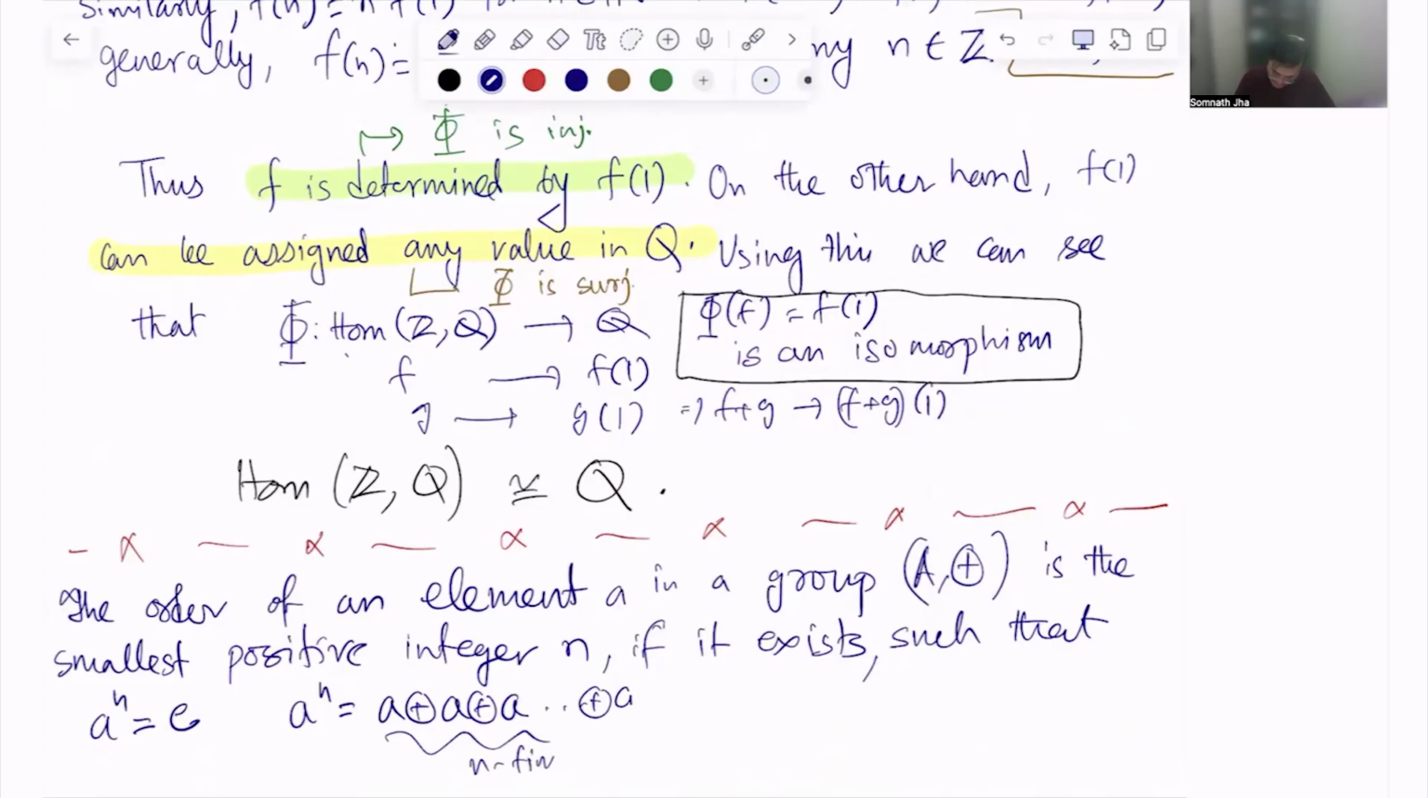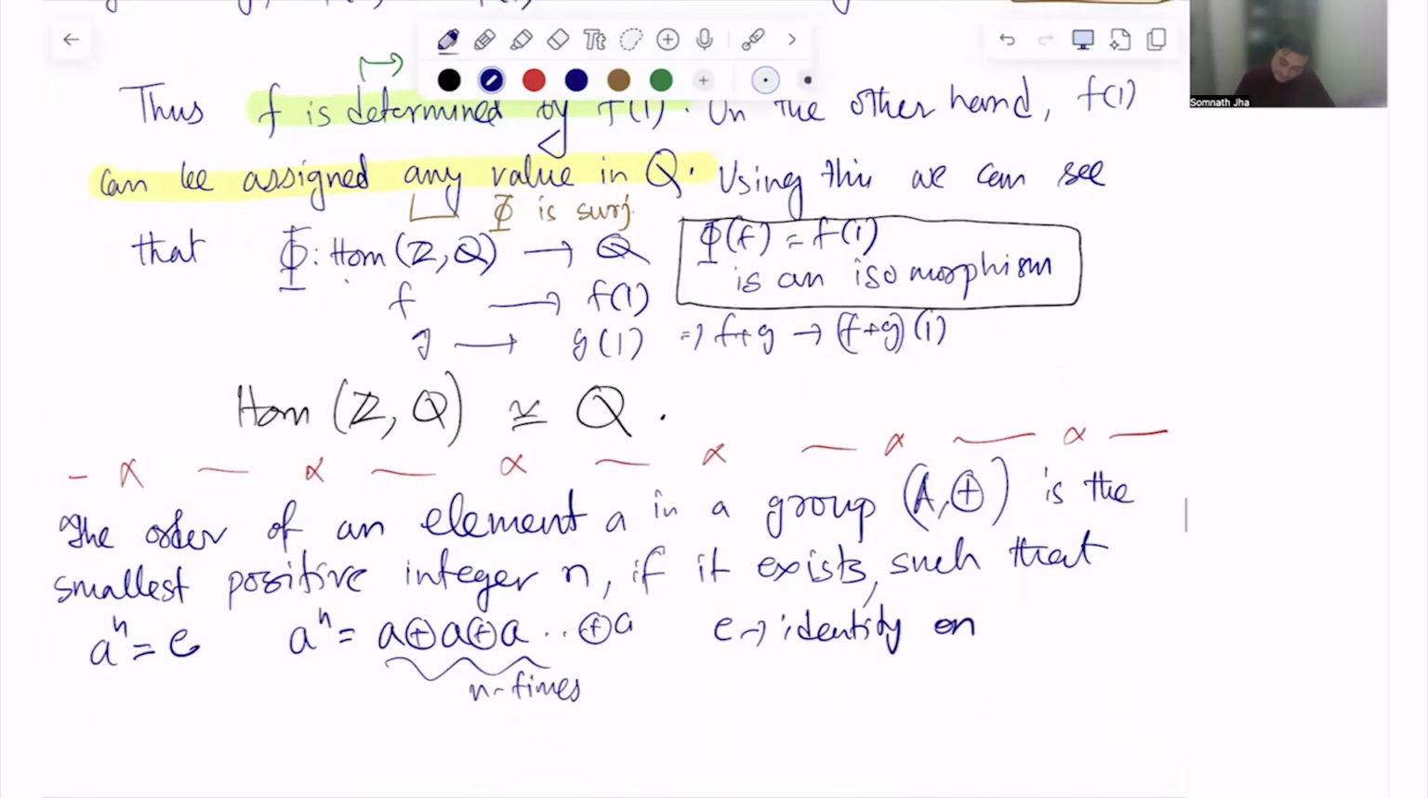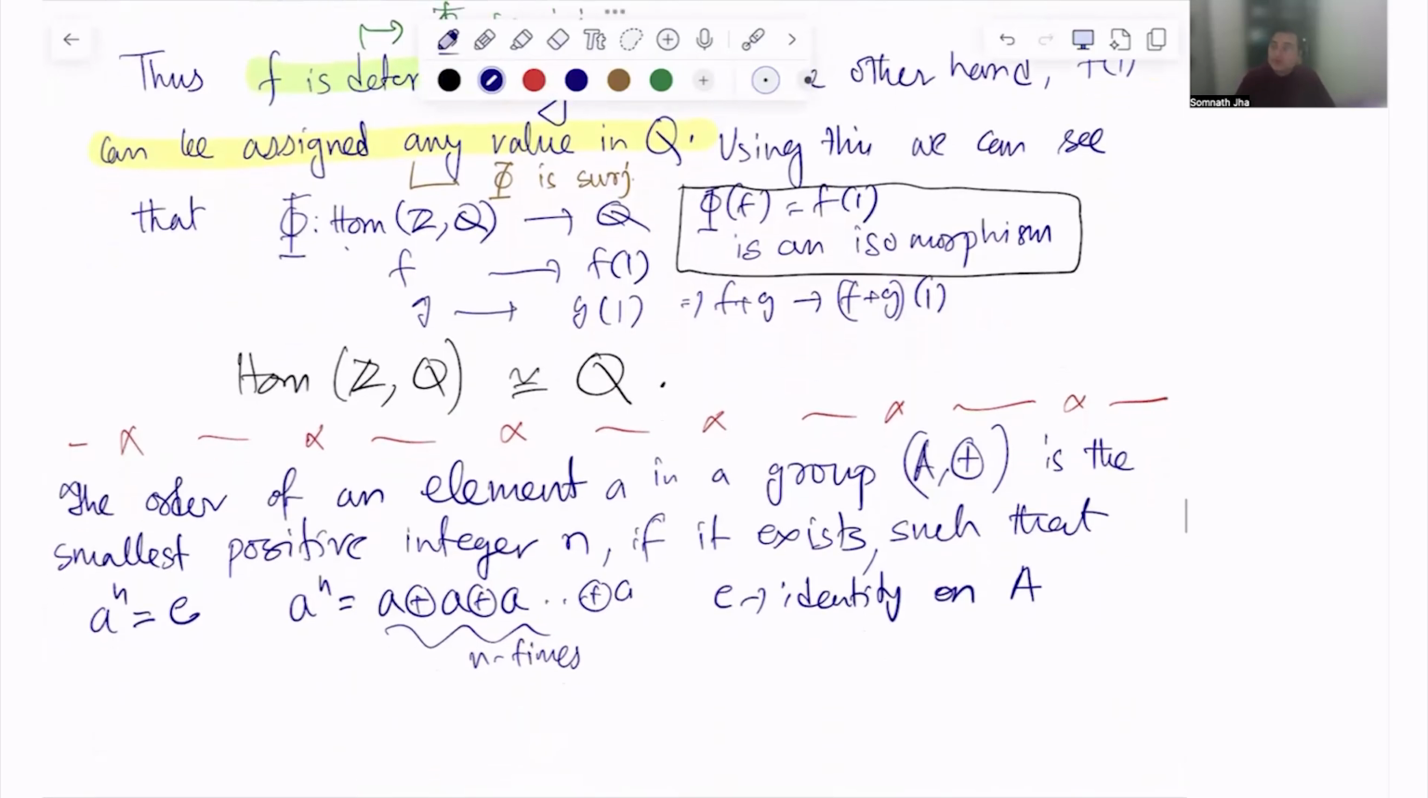N times, okay. And this E is the identity on A. Because we are trying to ease the notation, we often will just not write this. We'll just write A to the power n, or sometimes if we use additive notation, we'll also write n times A. And this E is the identity on A.